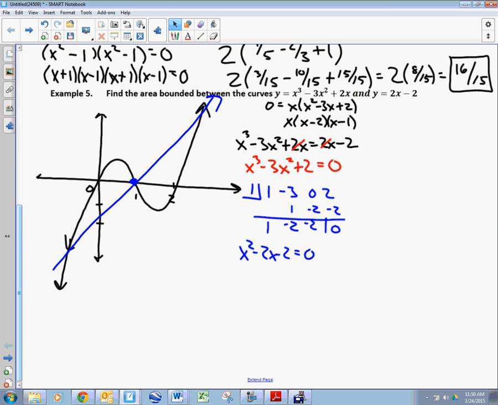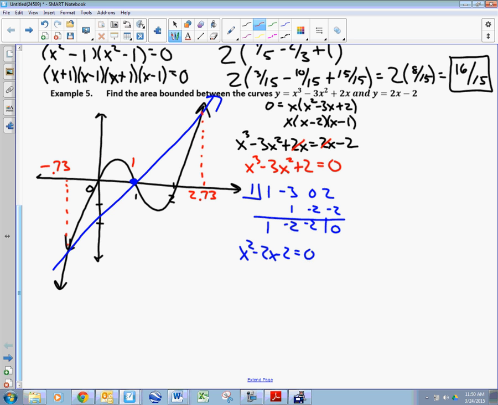But I have this intersection point of 1, but I need these other 2. Does my remaining quadratic factor? No, so I'll use the quadratic formula. So maybe plug in your calculator quick: 1, -2, and -2. We get -0.73 and +2.73.